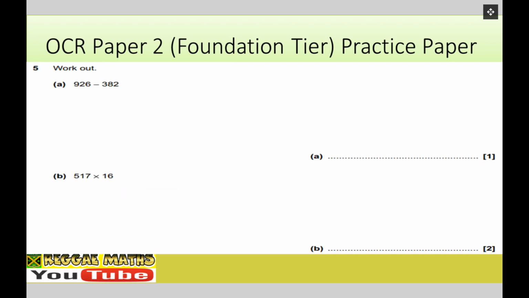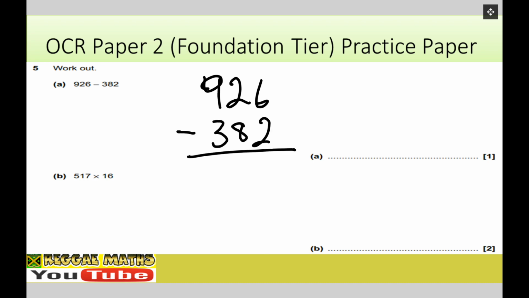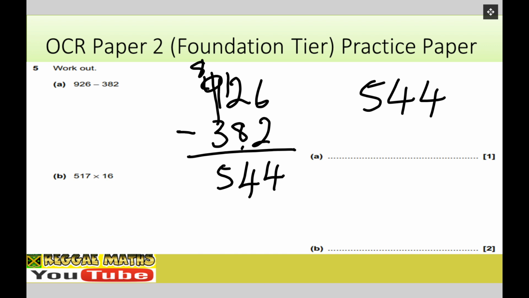Next question, 926 take away 382. So you do 2 from 6 is 4. 8 from 2 you can't, so you borrow. 8 from 12 is 4. 3 from 8 is 5. So the answer is 544.